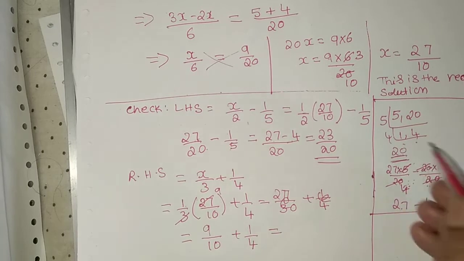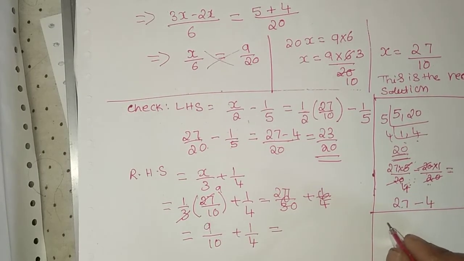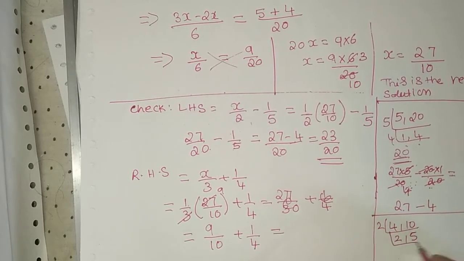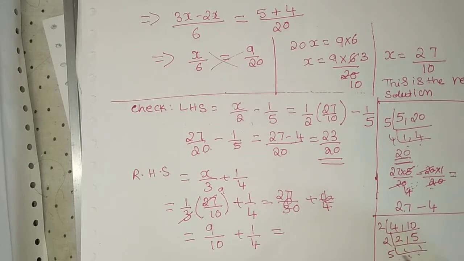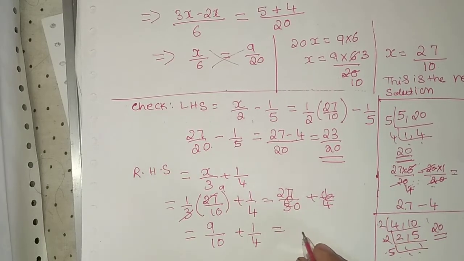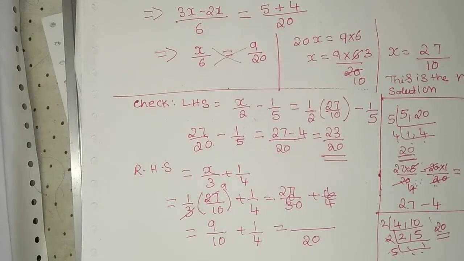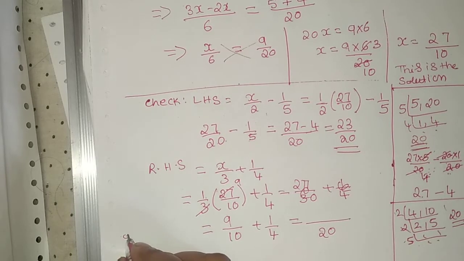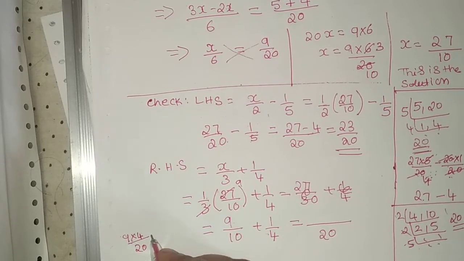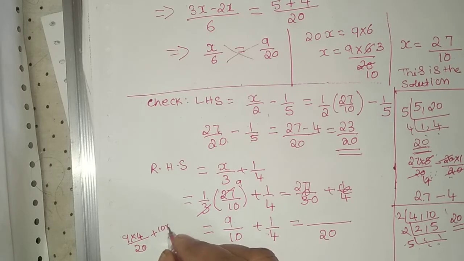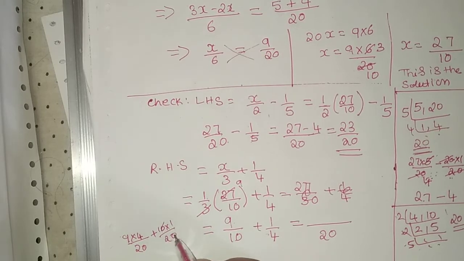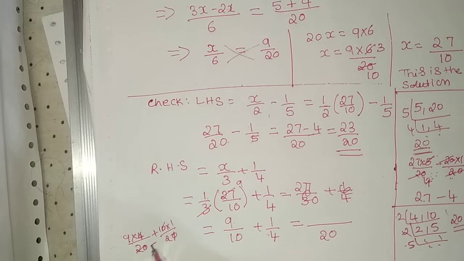We finished the first part, that is LHS. For RHS we have to find the LCM of 4 and 10. 2 ones are 2, 2 twos are 4. This one will go 5, again 2, again 5. So 2 fives are 10, 10 into 2 is 20. So we got the LCM as 20. So how to get the numerator? I taught you: cross multiply, 9 into 4 by 20 plus 10 into 1 by 20. So here cancel this, 1 and 1 cancel, then 4 ones are 4, 4 fives are 20.